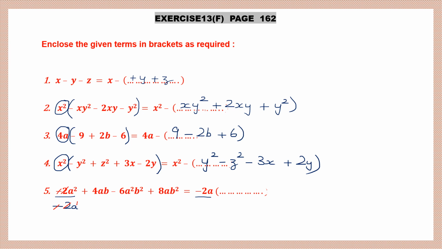So now let's go on to the next one. That is plus 4b. So here we divide plus 4b by minus 2a. So let's do that.